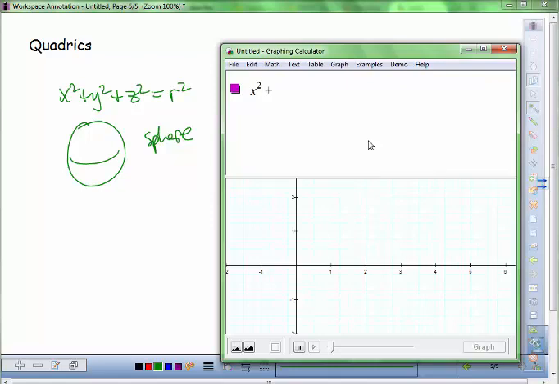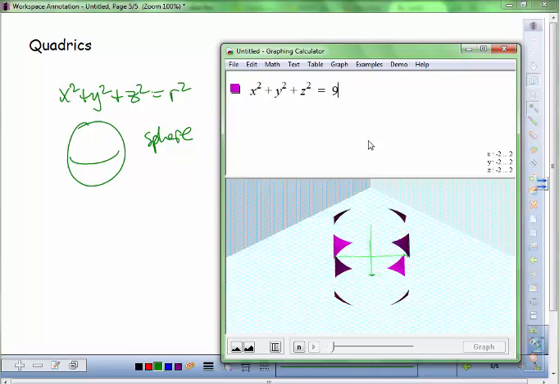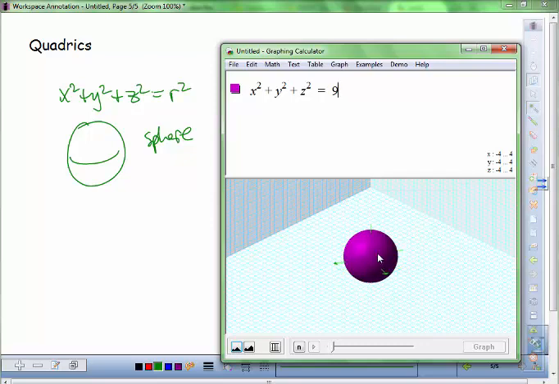X squared plus y squared plus z squared is equal to, let's go 9, so we'll see a radius of 3, and that's your sphere. Okay?